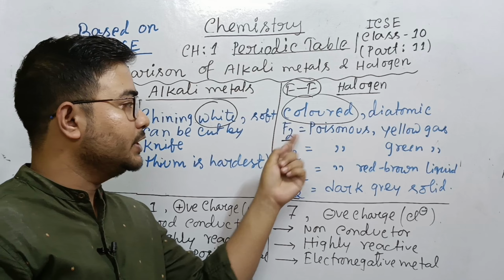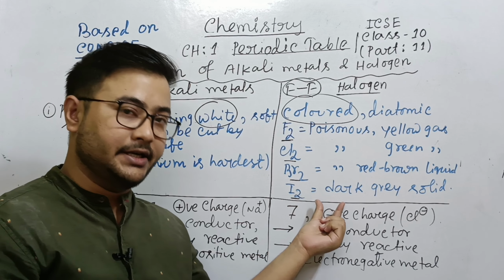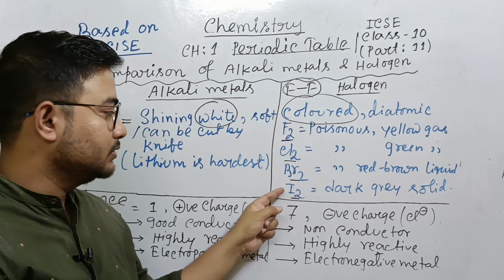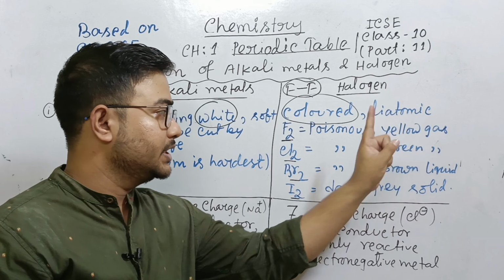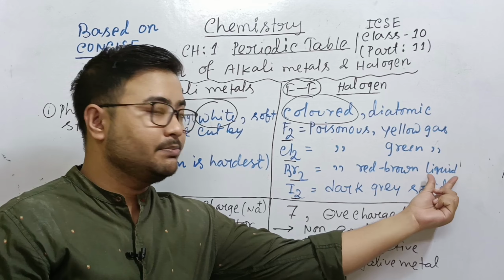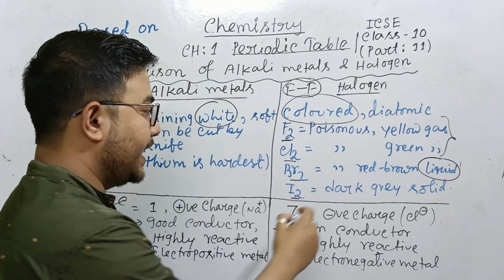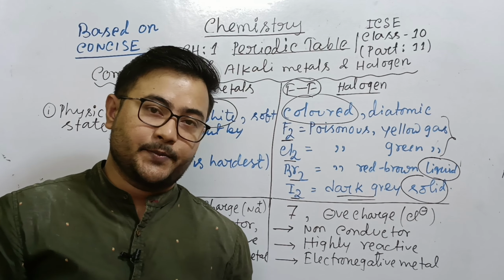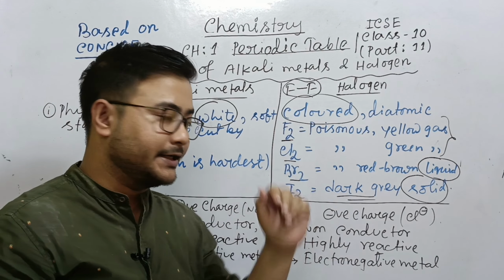Keep in mind fluorine is poisonous, chlorine is poisonous, bromine is poisonous, but not iodine. So the first three are poisonous, the last one is non-poisonous. Color: fluorine is a yellow gas, chlorine is a green gas, bromine is reddish brown, but keep in mind these two are gases, bromine is a liquid, and iodine is solid. What is the color? Dark gray. So all of you understand this point, memorize this factual data.